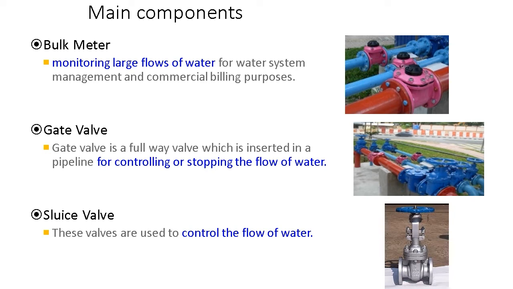For bulk meter, it is used to monitor large flow of water for water system management and commercial building purposes. For gate valve, is a full wave valve which is inserted in a pipeline for controlling or stopping the flow of water. For the sluice valve, it is used to control the flow of water.